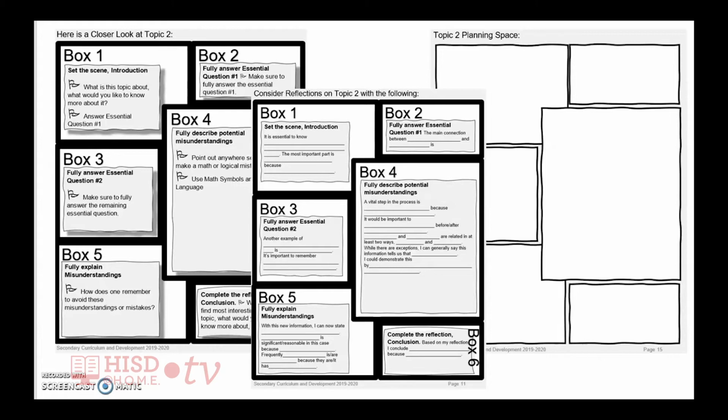The final step in the process is for me to start thinking about, what do I want this to look like? So we've given you a planning space on page 15. You can draw out pictures, you can write sentences. It's really to help guide you through the process. This is what we're asking you to focus on Monday, is topic 2.